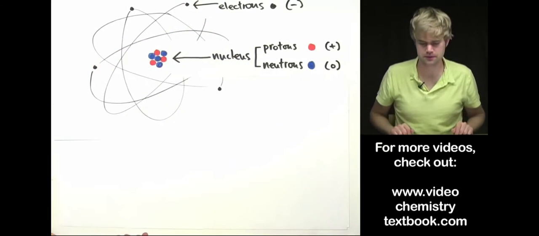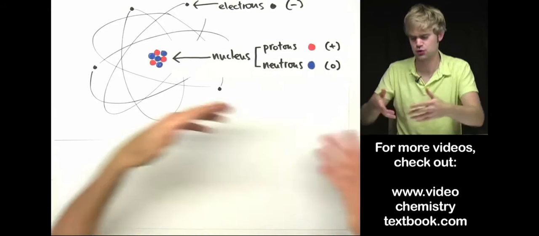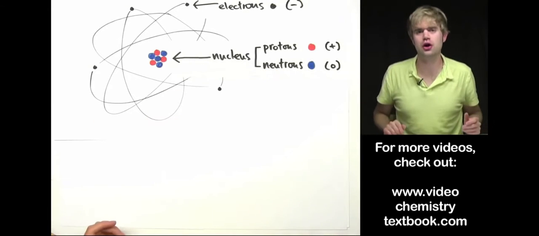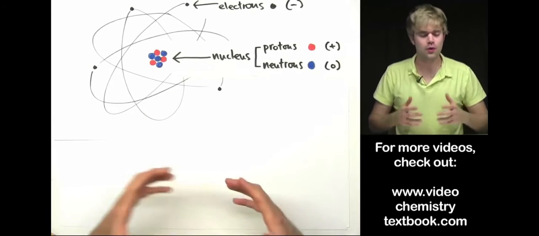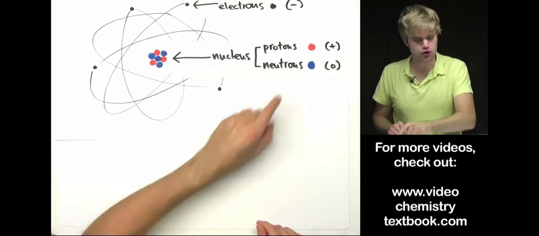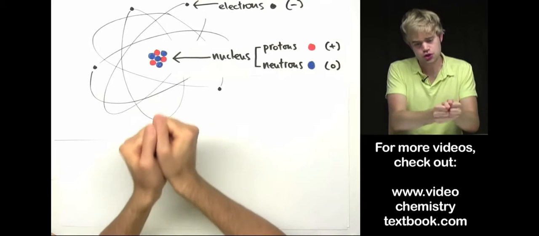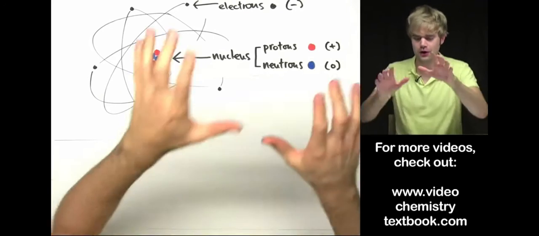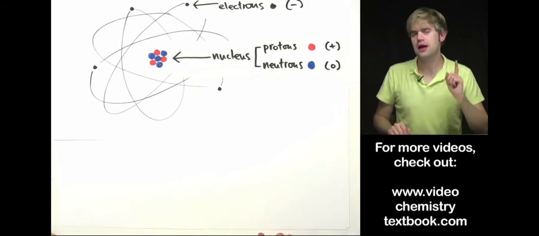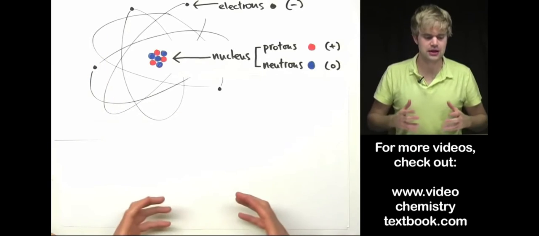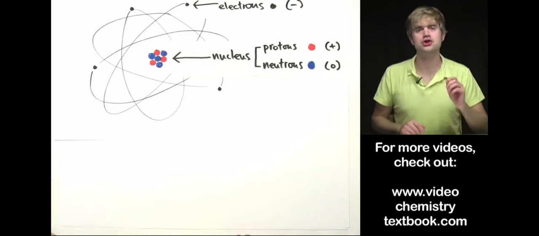Now, sometimes people ask, well, neutrons don't have a charge. Why are they important at all? Well, it seems that neutrons help keep all of the particles in the nucleus strongly connected to each other. Now, electrical charge is important. Something else that's important with atoms is what their mass is, how much they weigh.